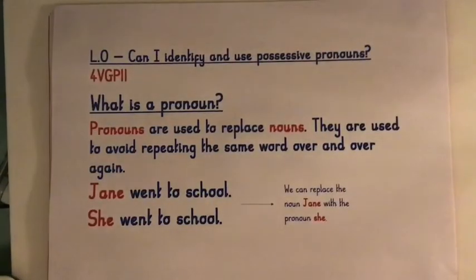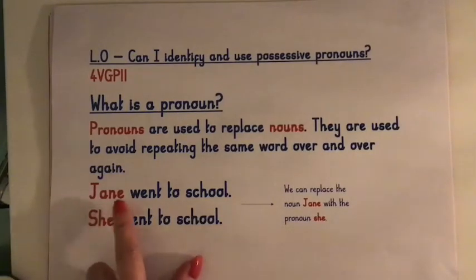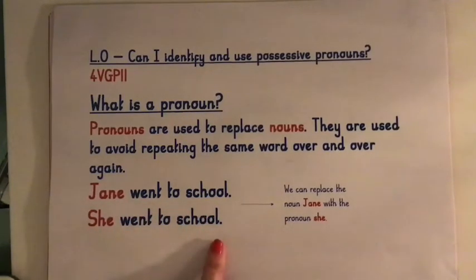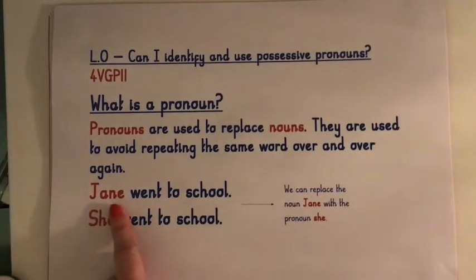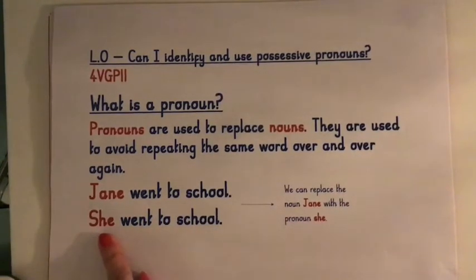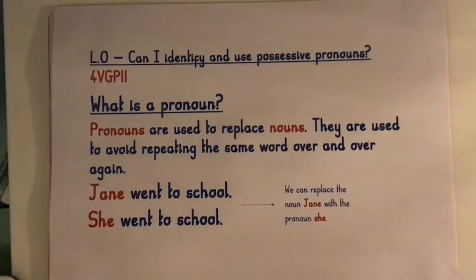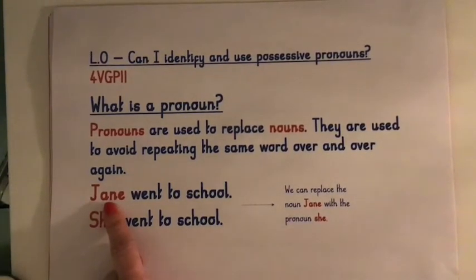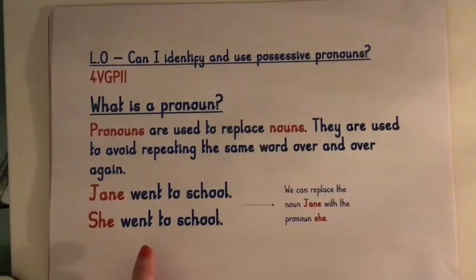Okay, so first of all, this is a bit of a recap. What is a pronoun? So remember, pronouns are used to replace nouns. They are used to avoid repeating the same word over and over again. So in this example, we've got Jane went to school and she went to school. So we can replace the noun Jane with the pronoun she. So if you were writing a story about a character called Jane, you wouldn't keep writing the noun Jane, Jane, Jane. You would put she or her. Okay.